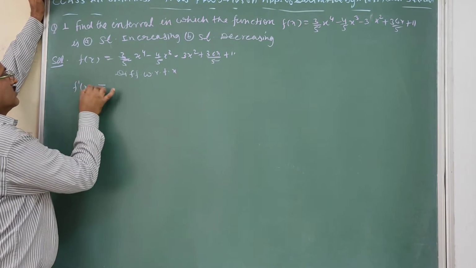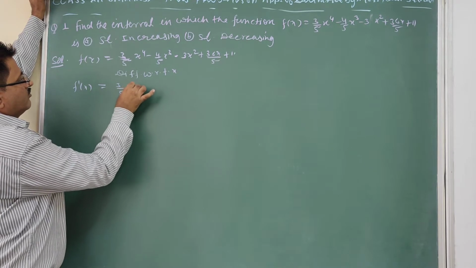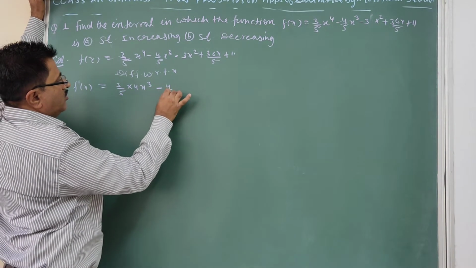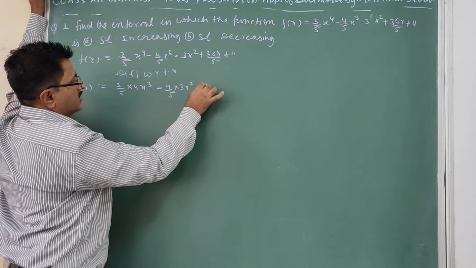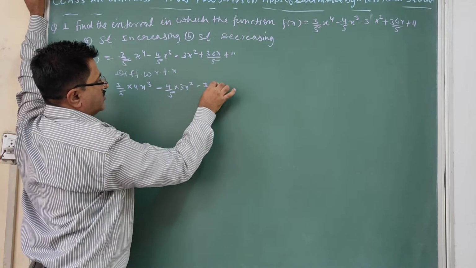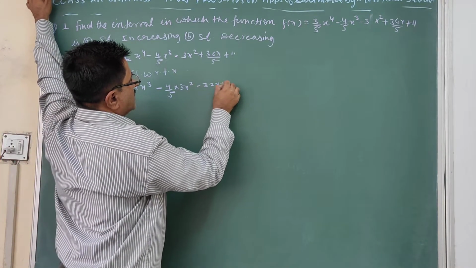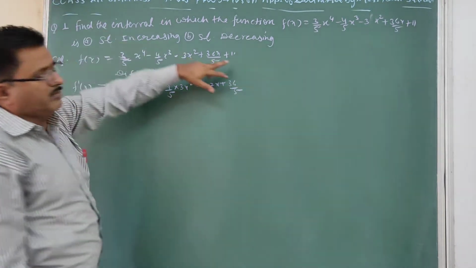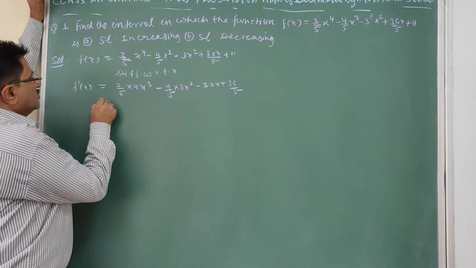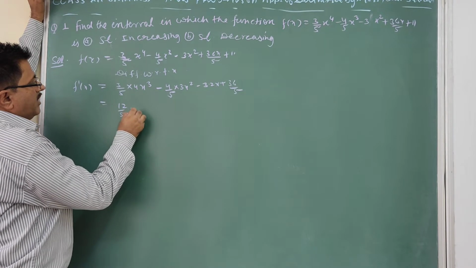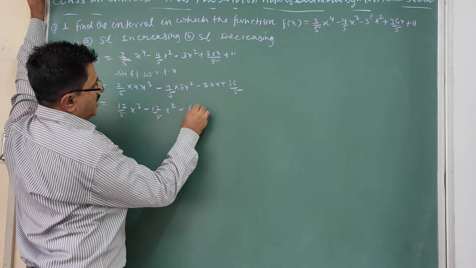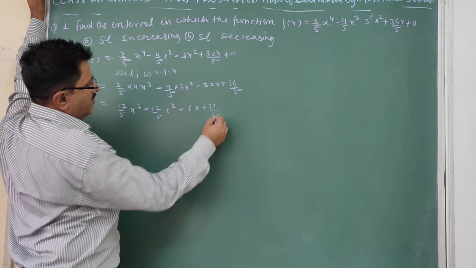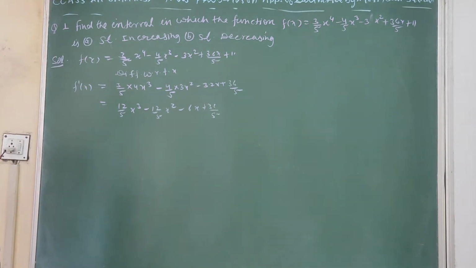So f dash x equal to minus 4 by 5 into 3x square, the derivative of x power 3 is 3x square, minus 3 is a constant, the derivative of x square is 2x, 3 into 2x, plus 36 by 5, and the derivative of 11 we don't need to write. So we get 12 by 5 x power 3 minus 12 by 5 x square minus 6x plus 36 by 5. Now you can take 6 by 5 as a common factor and then make the factors.